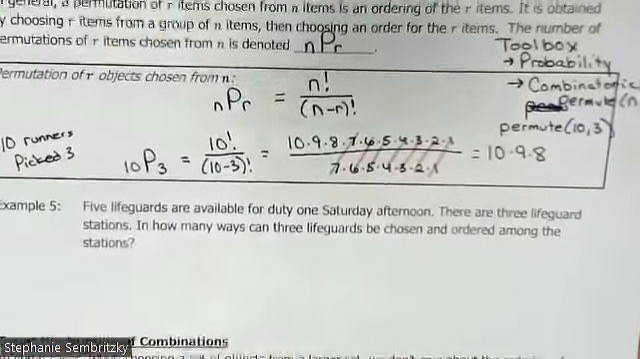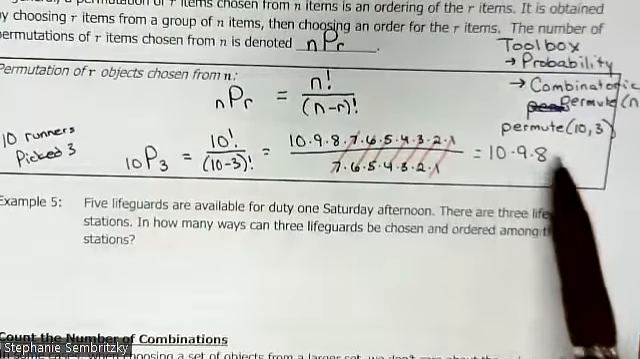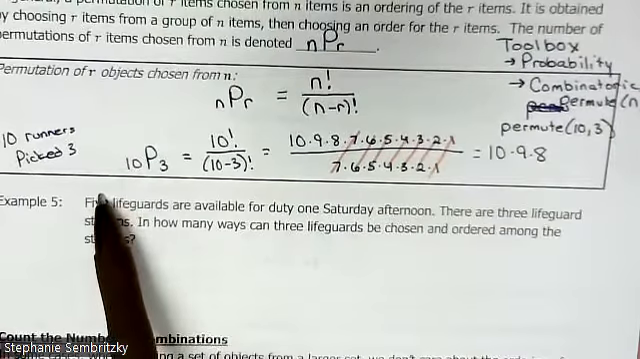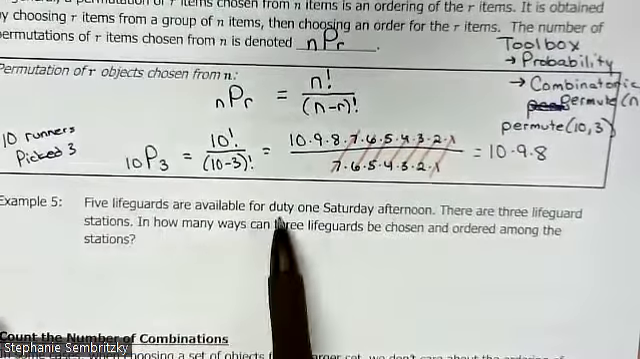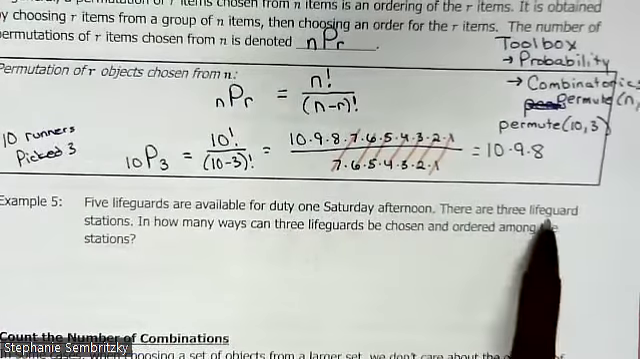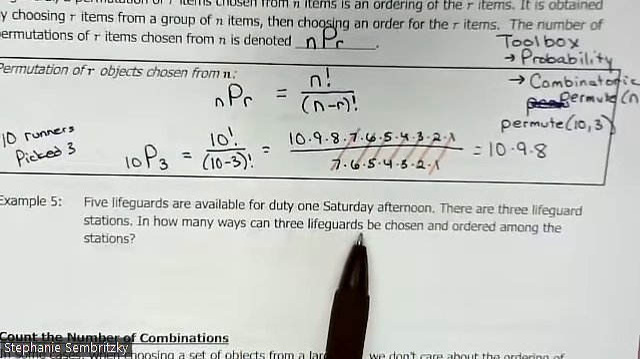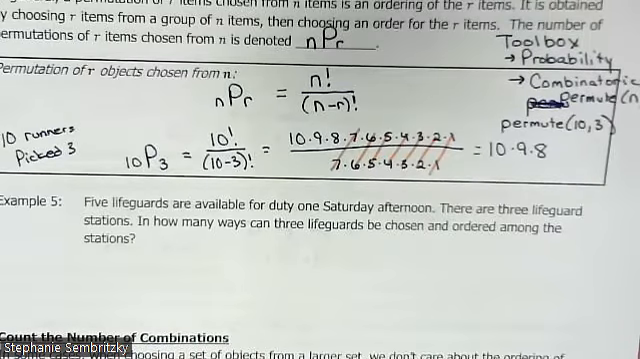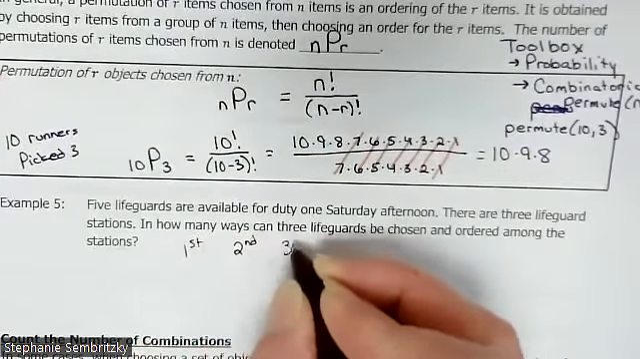So this one, 5 lifeguards. I want to show this notation also because even though my calculator does a different notation, this is the one the textbook uses. Every textbook I've ever seen, the TI calculators, everything. 5 lifeguards are available for duty one Saturday afternoon. There are 3 lifeguard stations. In how many ways can the 3 lifeguards be chosen and ordered among the stations? In other words, somebody's going to get assigned to be in the first station, second station, third station. So we've got 3 stations, the first one, the second one, and the third one.